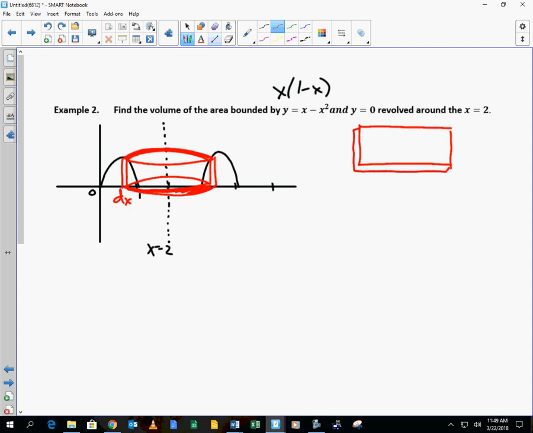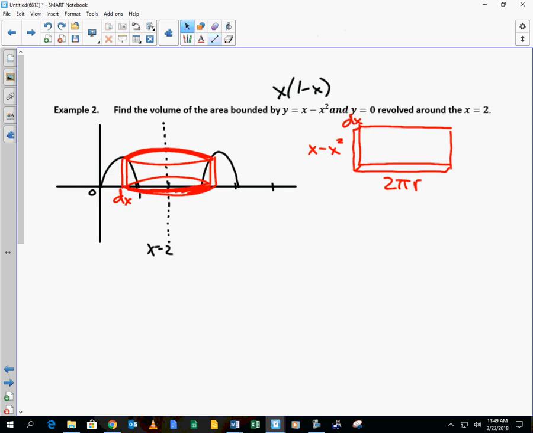Yeah, what's the thickness of that rectangle? It's dx. Okay, so again, it's a rectangle that has just a very small width, infinitely small width. What's the height of that rectangle? Yeah, and then the length of the rectangle, 2 pi r. And the question is now we have to find the radius, and this is where it's just slightly more delicate.